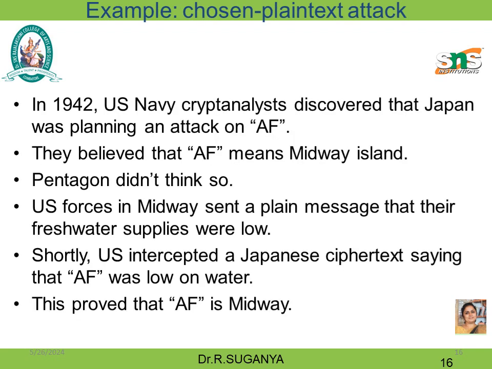In 1942, US Navy cryptanalysts discovered that Japan was planning an attack on AF. They believed that AF meant Midway Island, but the Pentagon didn't think so. So US forces in Midway sent a plain message that their freshwater supplies were low. Shortly after, the US intercepted a Japanese ciphertext saying that AF was low on water. This proved that AF is Midway.